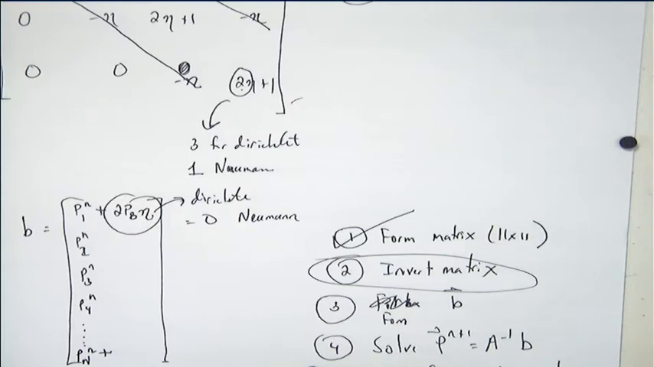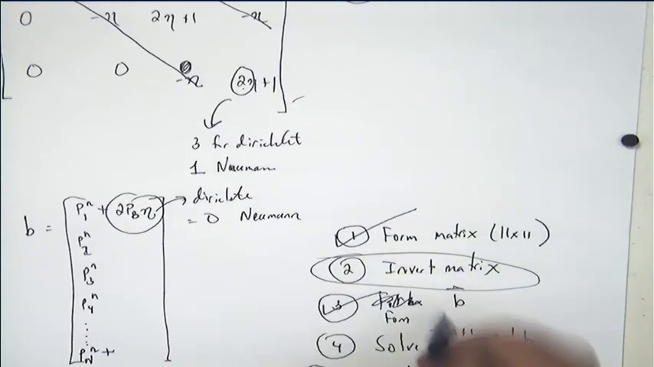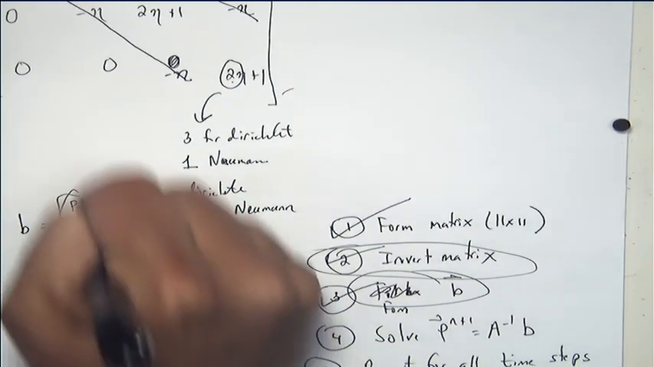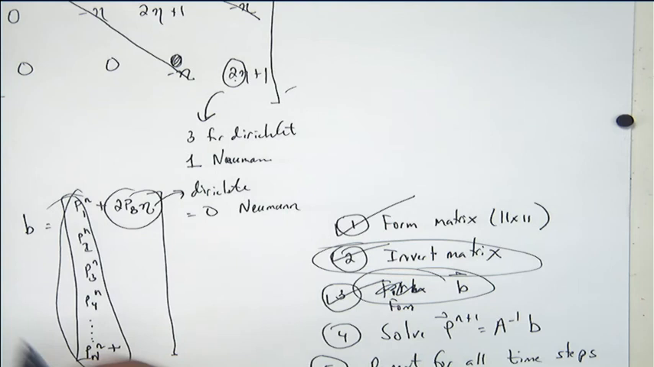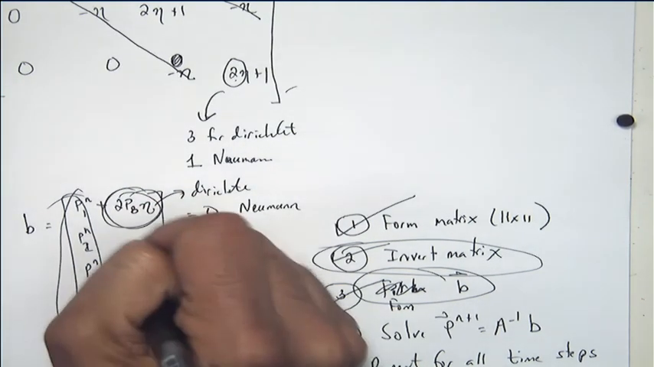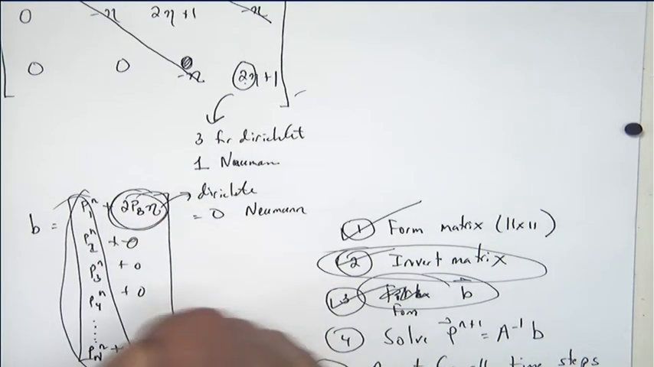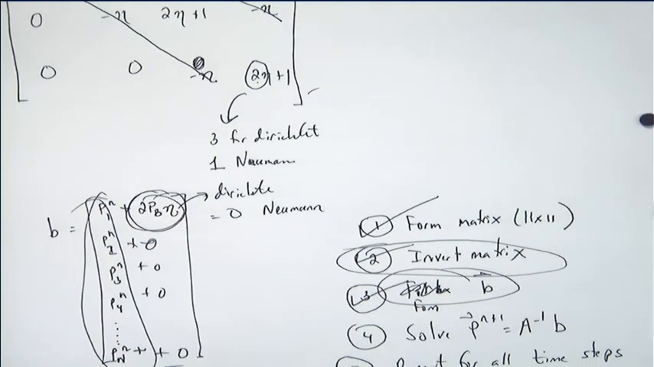So back to the .cam. We inverted the matrix. Now the next step is to form B. B is simply the pressures of the last time step plus a boundary condition if it's Dirichlet. These are all adding zeros when you don't have a boundary. And if you have a Neumann boundary condition, it's also 0. So really, it's only if we have a Dirichlet boundary condition that we have to do something.